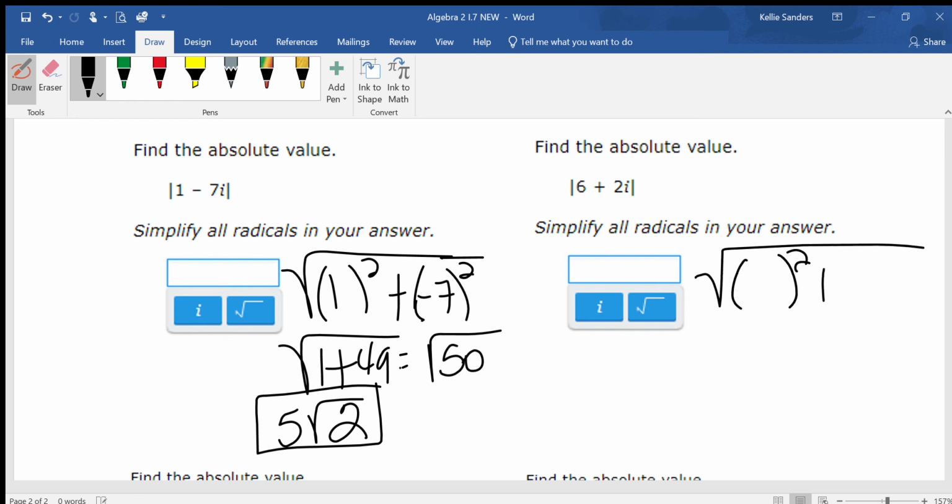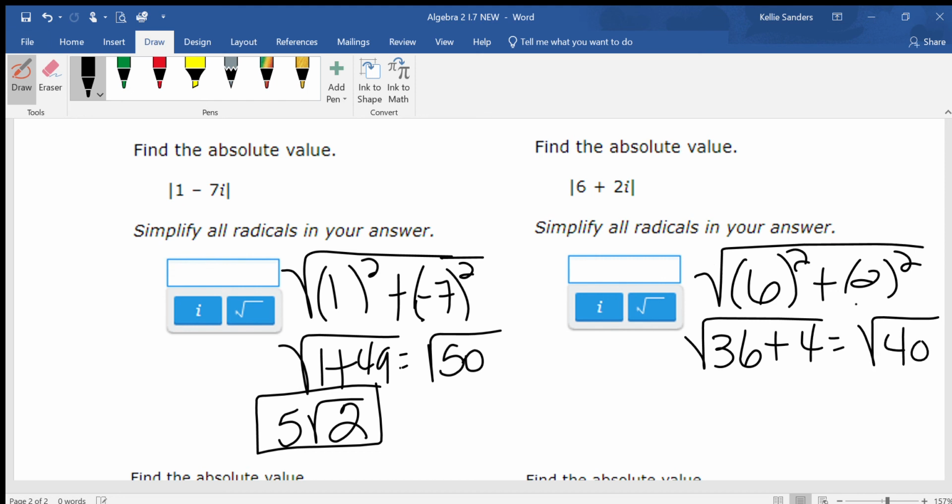So 6 squared plus 2 squared, that's a 6, that's a 2. 6 times 6 is 36. 2 times 2 is 4. 36 plus 4 is 40. Again, you can put those in the calculator and get them.